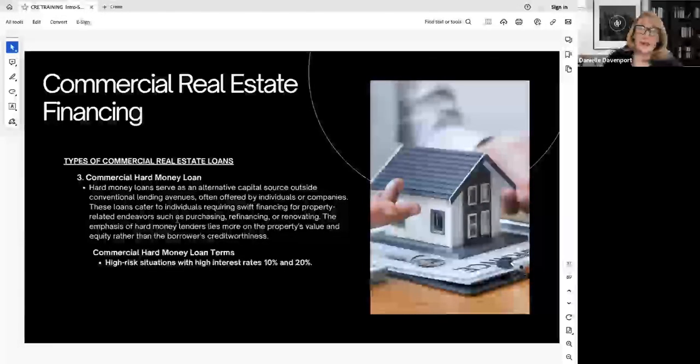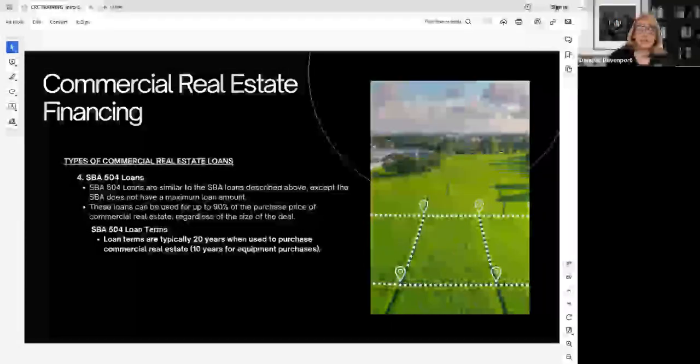The other thing is hard money. You'll hear that phrase. Hard money is really just an alternative capital source, and that comes with really, really high rates. It's usually just to bridge something, or just to get someone out of a pinch in a very short term. They're usually high risk with high interest rates of 10 to 20%.